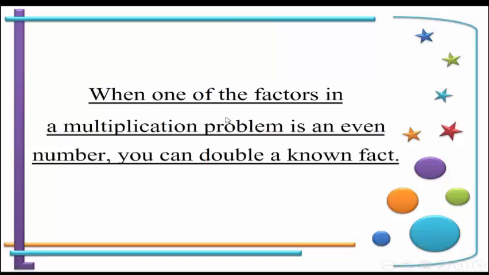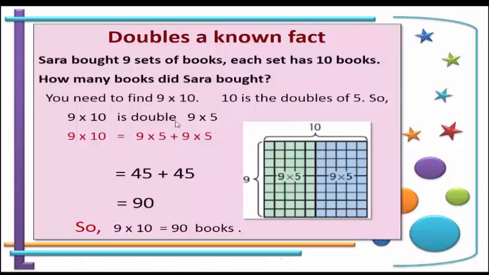When one of the factors in a multiplication problem is an even number, you can double a known fact. For example, Sarah bought 9 sets of books. Each set has 10 books. How many books did Sarah buy? You need to find 9 times 10. 10 is the double of 5. So 9 times 10 is double 9 times 5.